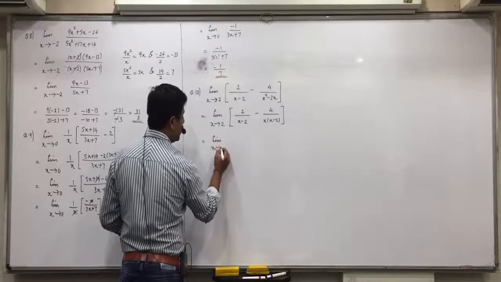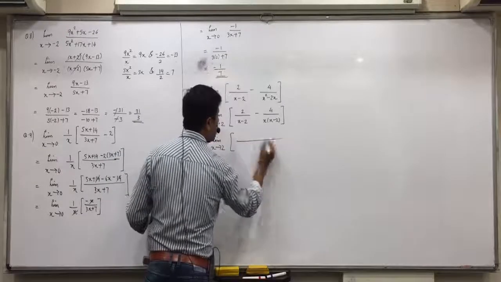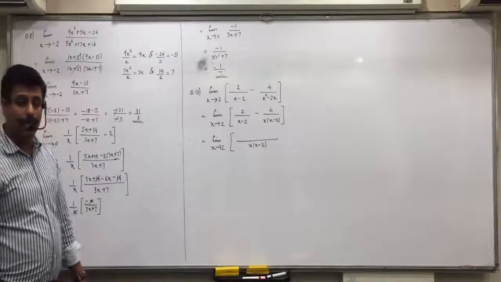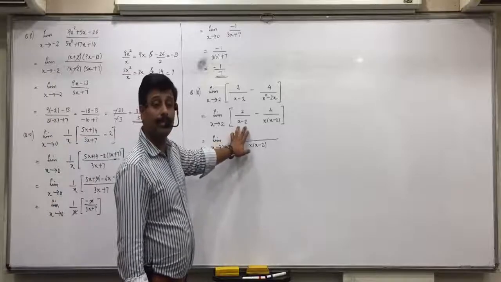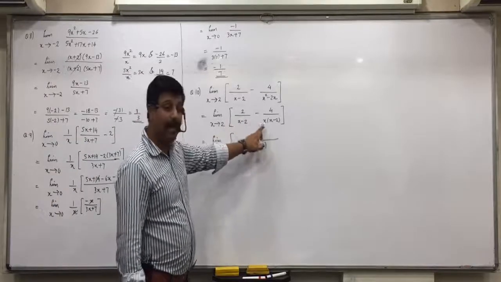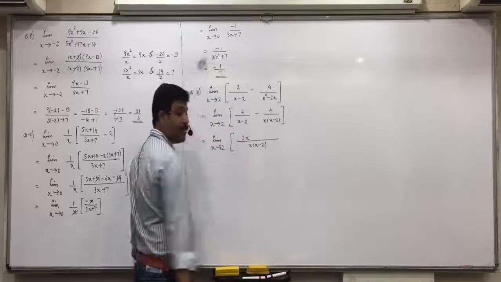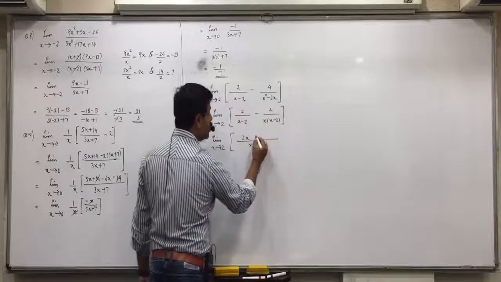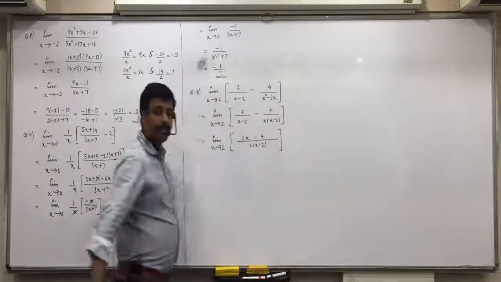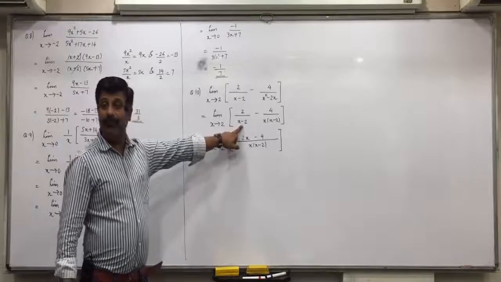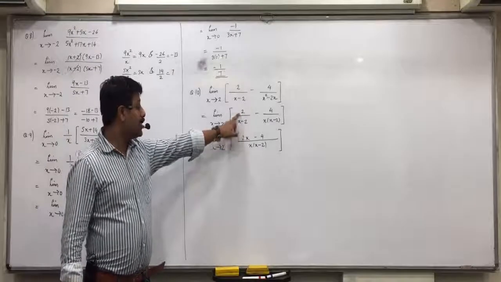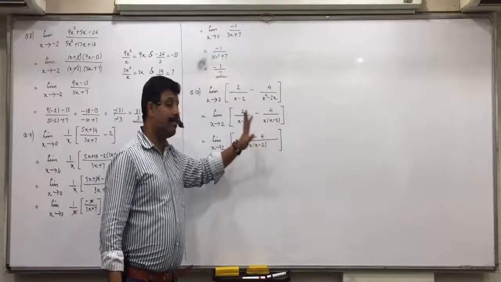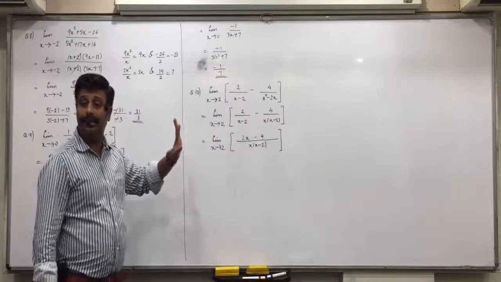Limit x tends to 2. LCM is x in bracket x minus 2. Now here we don't have x, so this 2 will be multiplied with x. Any confusion? Here we have the whole denominator, so 4 will come as it is. Is everyone clear with the LCM?